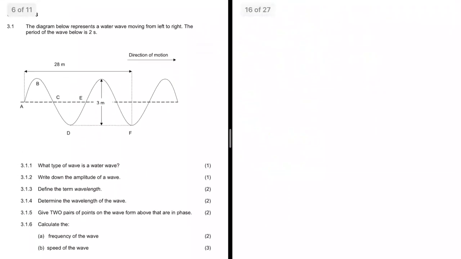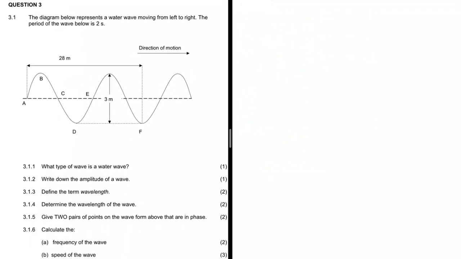Okay. Question 3. The diagram below represents a water wave moving from left to right. The period of the wave below is 2 seconds. And then 3.1.1, what type of wave is a water wave? We can clearly see that this is a transverse wave, right? So the answer to 3.1.1 is transverse wave.